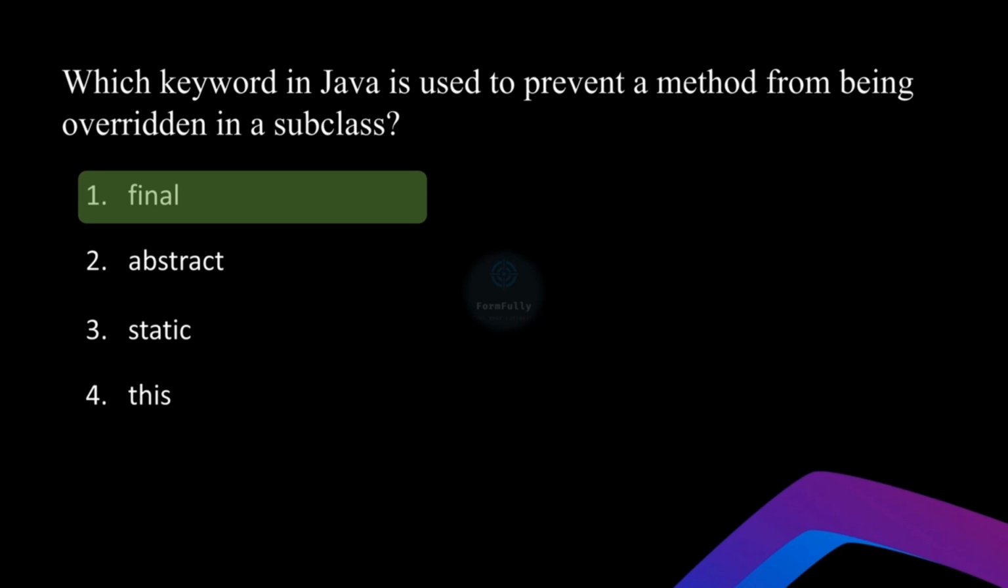Option 2, abstract, is incorrect because the abstract keyword is used to declare a method that must be overridden by a subclass, making it the opposite of preventing method overriding. Static, as you know, static methods are associated with the class, not with instances, and they are not overridden in the traditional sense. The this keyword, you also know, is used to refer to the current instance of a class and is unrelated to preventing method overriding. So the final keyword in Java is used to prevent a method from being overridden in a subclass.